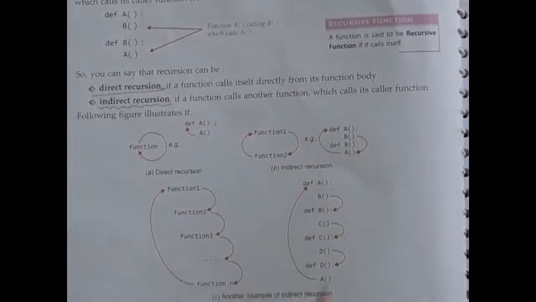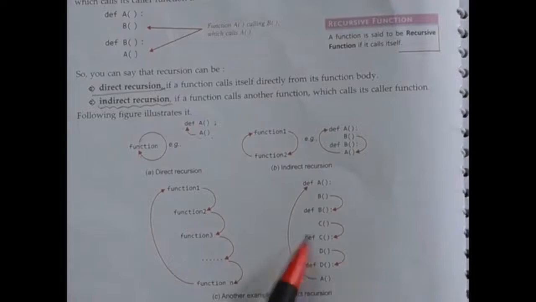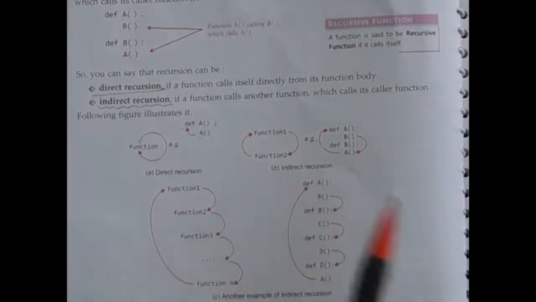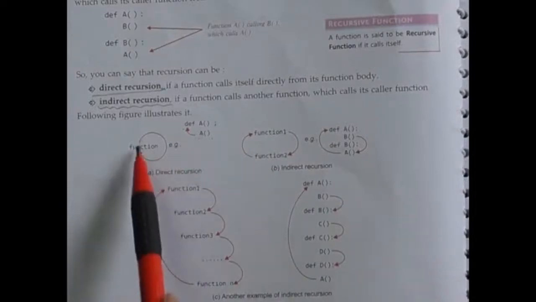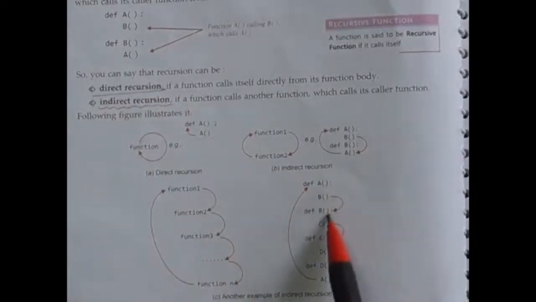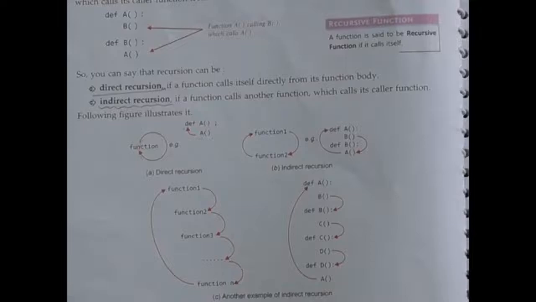Indirect recursion, I will tell you one more example. A function will call B function, B function will call C function, C function will call D function, and D function will call A function. So infinitely it will execute. Understand? A function calling itself is called direct recursion. A function which calls another function is called indirect recursion. That's what I want to say. Hope you understand. Thank you very much.